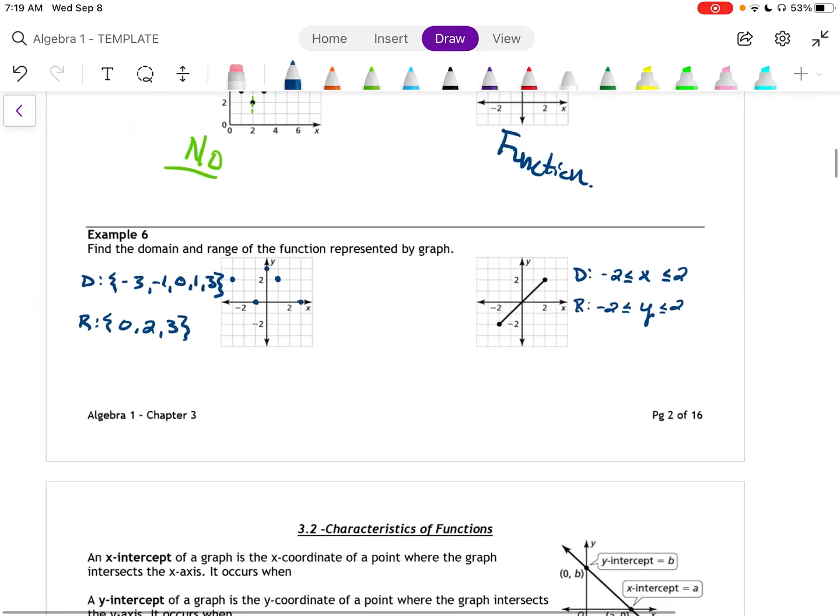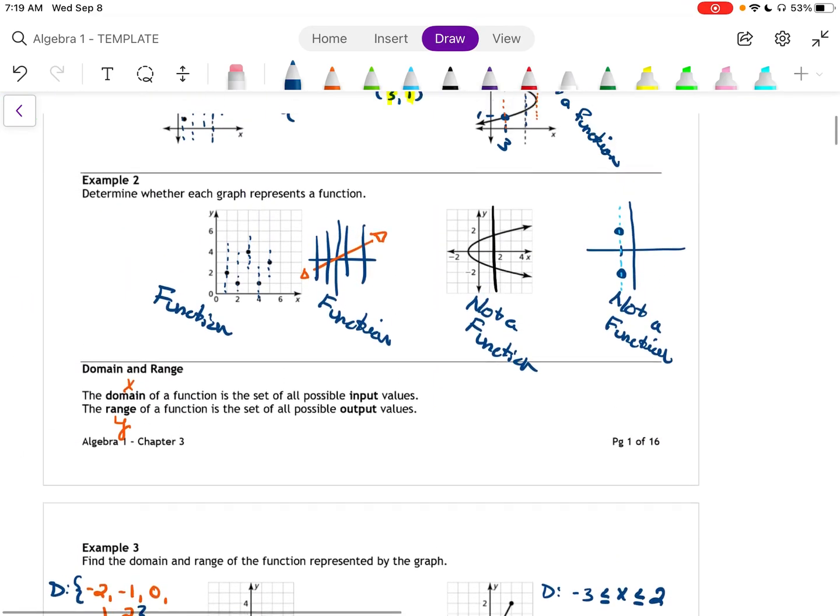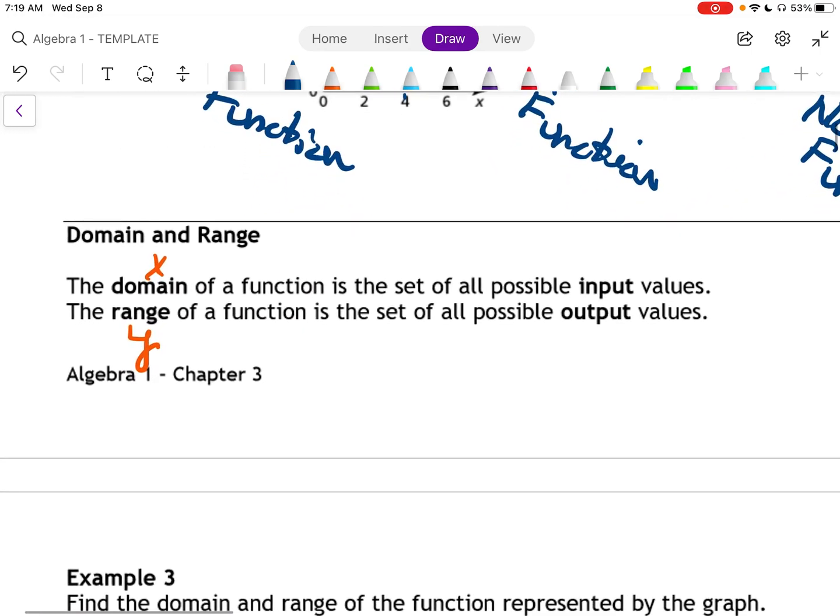All right, and that is it for this section. Make sure that you know that domain is x and range is y.